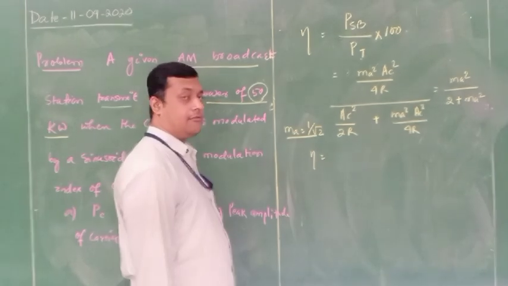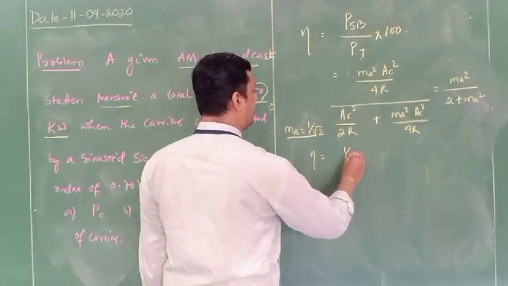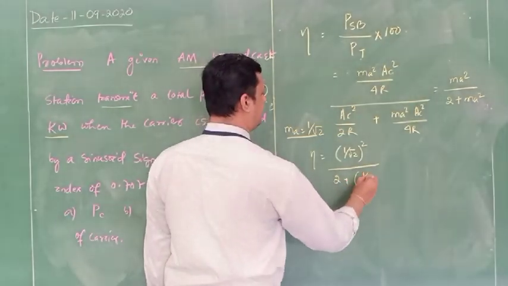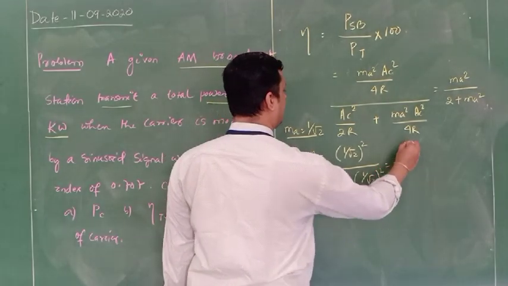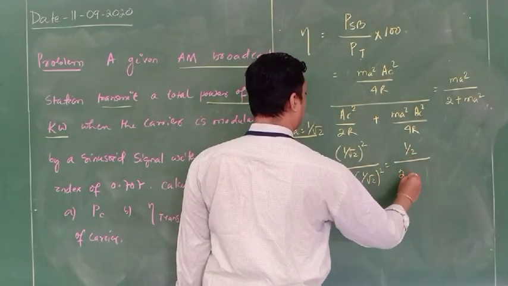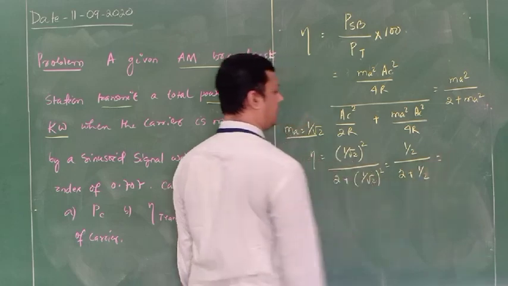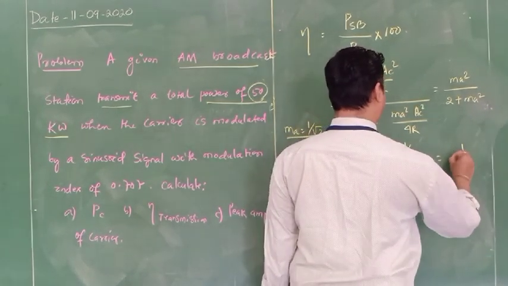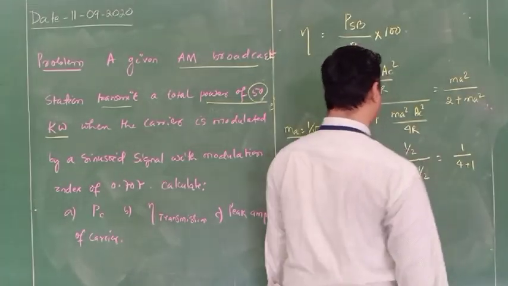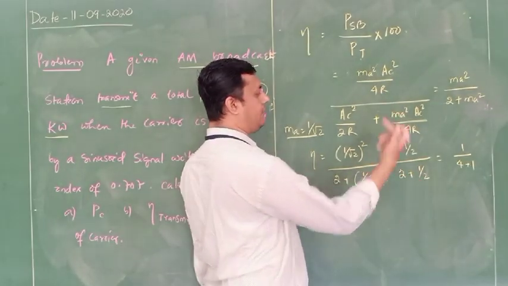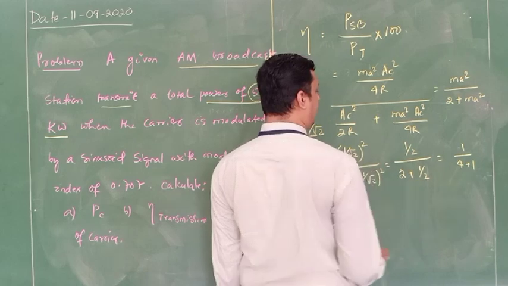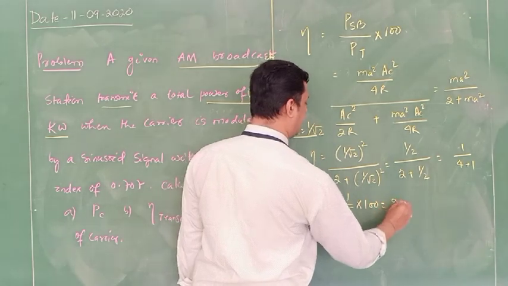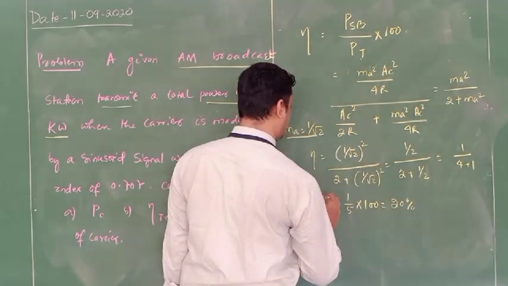For that we have to calculate the efficiency. So it is 1 by root 2 whole square divided by 2 plus 1 by root 2 whole square. So it is 1 by 2 divided by 2 plus 1 by 2, because 1 by root 2 whole square means it is 1 by 2. So if I solve this, these 2 and these 2 will be cancelled out. So I will get 1 divided by 5. So 1 by 5 into 100, we get 20% efficiency.